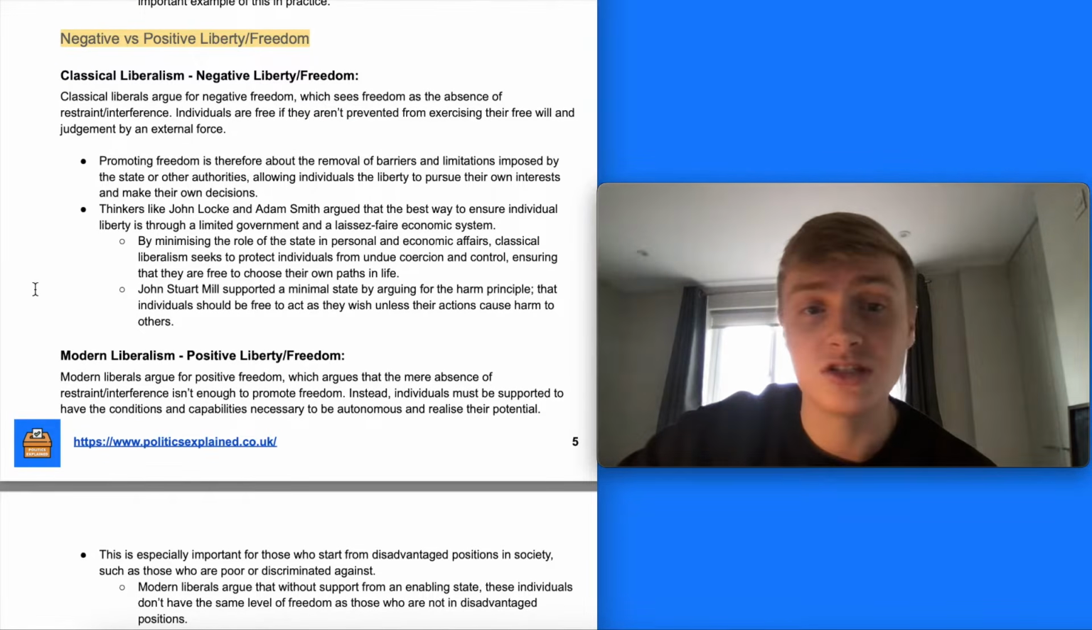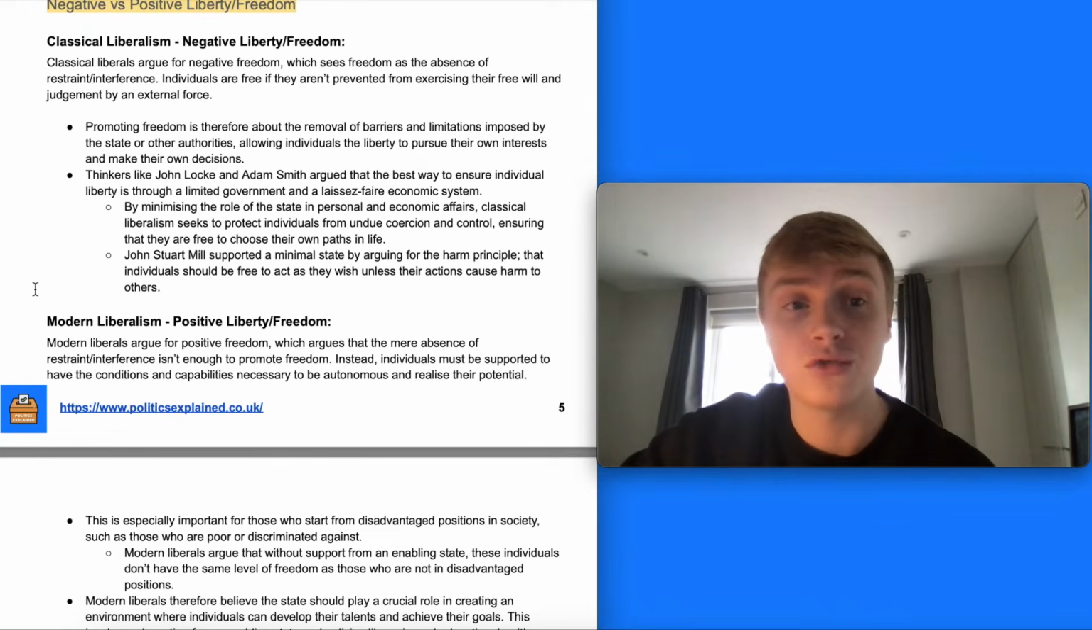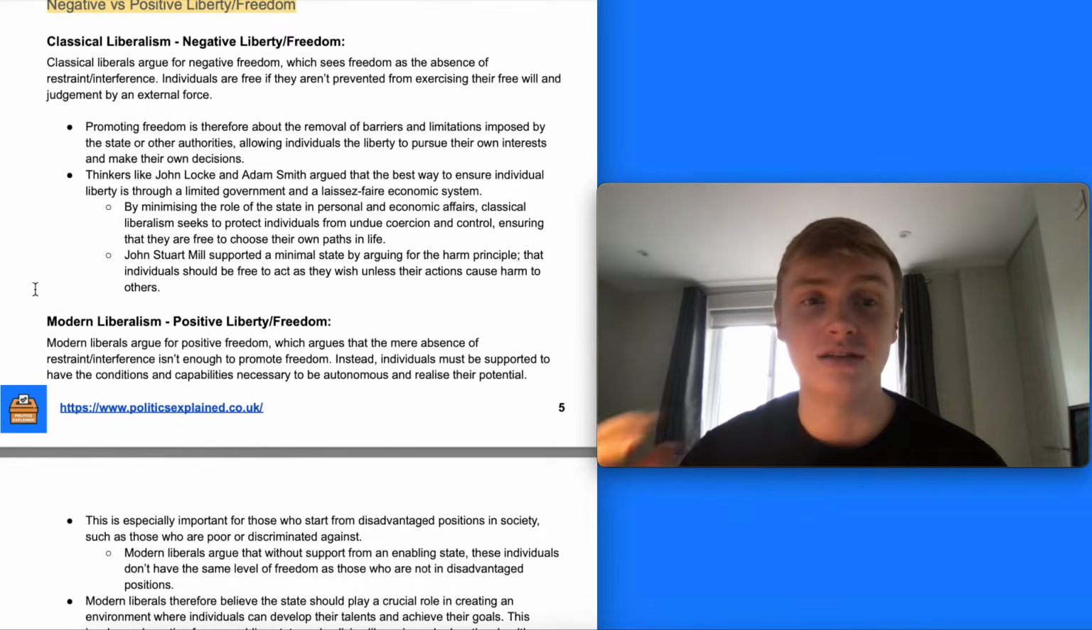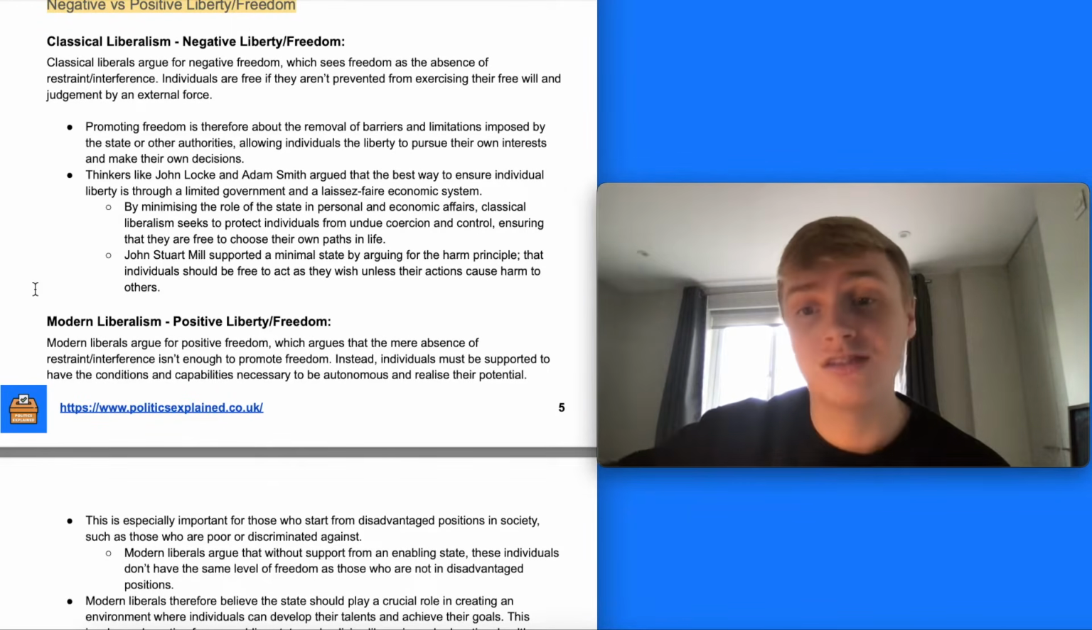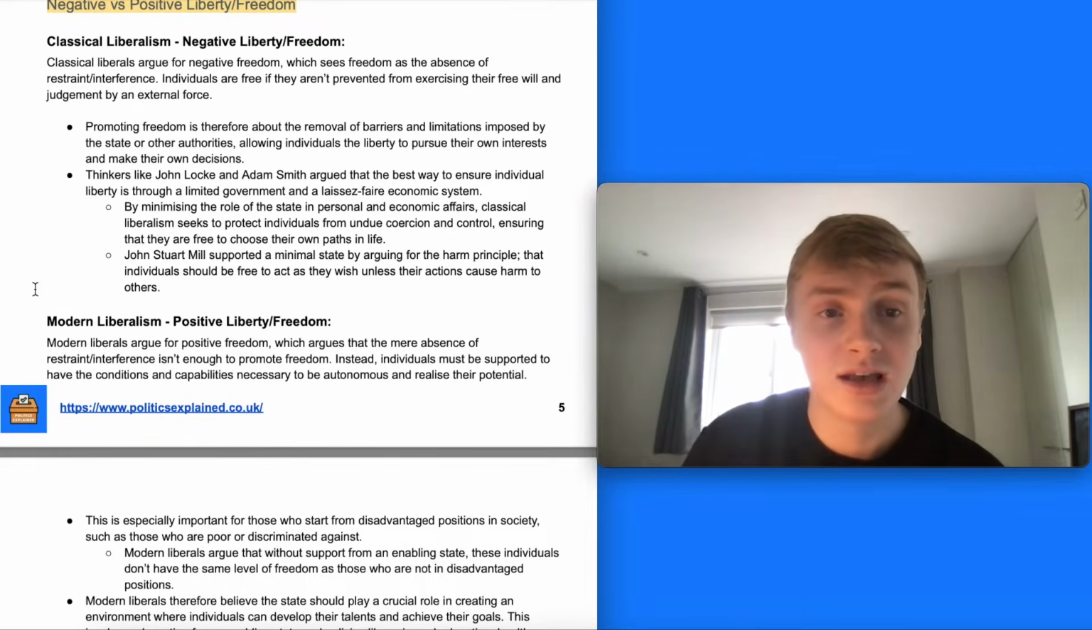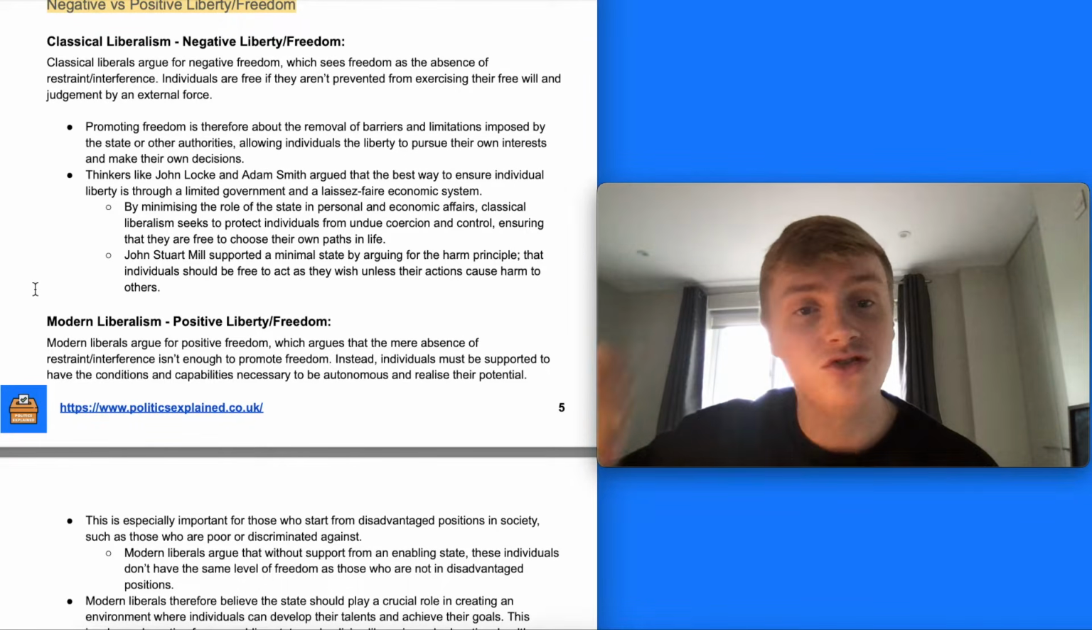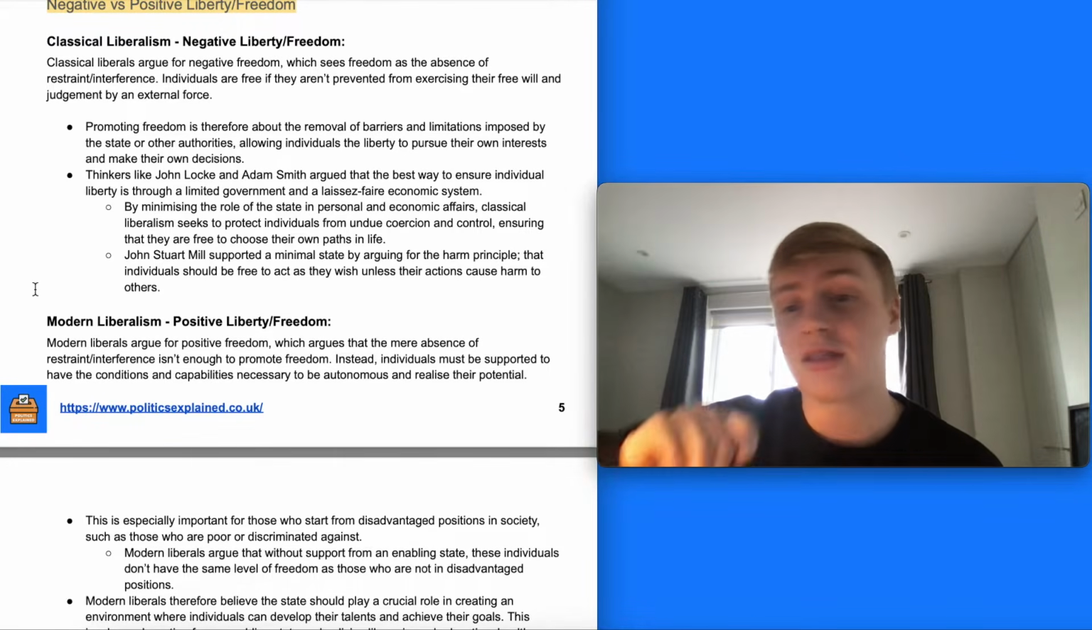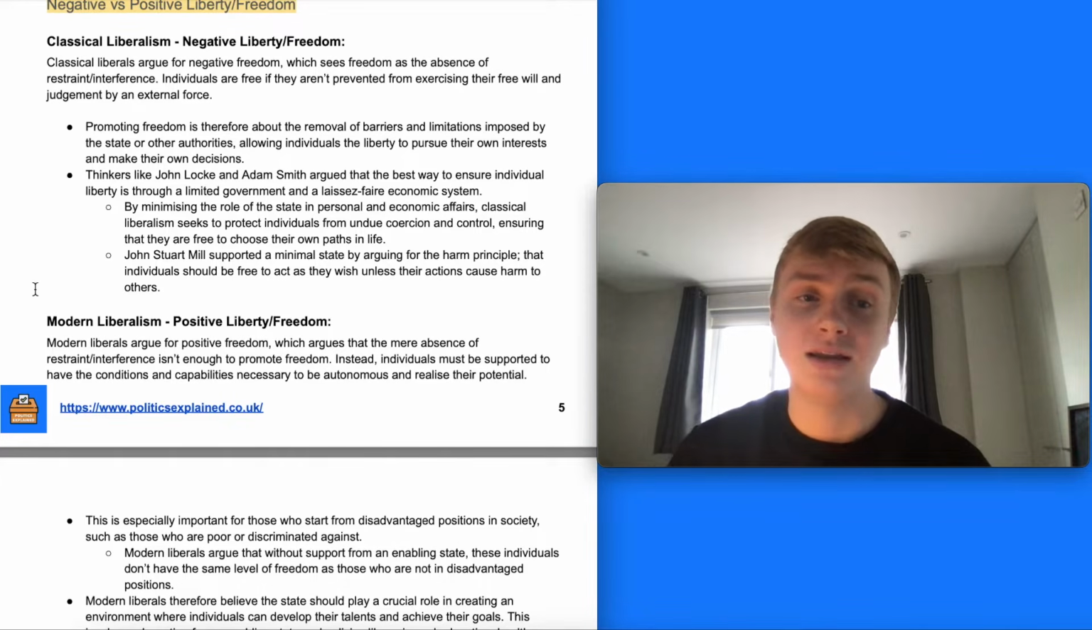So Locke and Adam Smith argue that the best way to ensure individual freedom is through a limited government and a laissez-faire economic system where the market is effectively left alone. By minimising the role of the state in economic and personal affairs, it seeks to protect individuals from undue coercion and control, ensuring that they're free to choose their own paths in life.